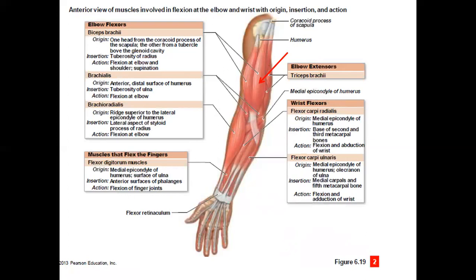These muscles cross the elbow joint anteriorly, and if a muscle crosses a joint, it acts on that joint. The other muscle here that we discussed earlier was the brachioradialis, which also flexes the elbow. So the brachialis and the brachioradialis are synergist muscles to the biceps brachii. They help the biceps brachii do its job.